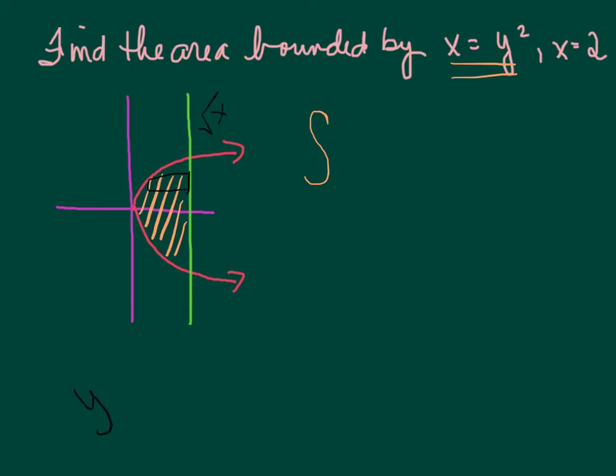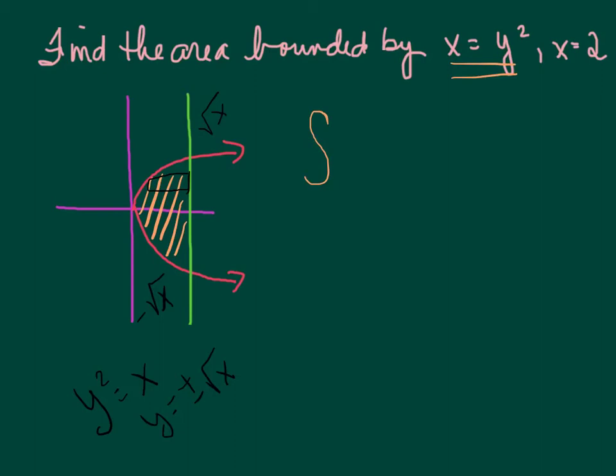If I have x equals y squared, then when I solve for y, I get y equals plus or minus the square root of x. So the top would be square root of x, the bottom would be negative square root of x. So I could do it as a dx, and I'll set that up here in a minute. But it's a little easier to do as a dy.